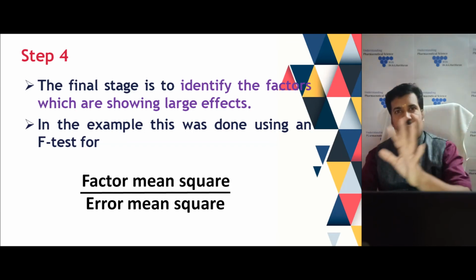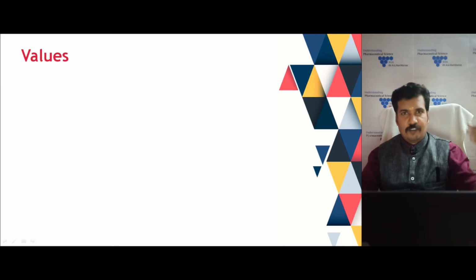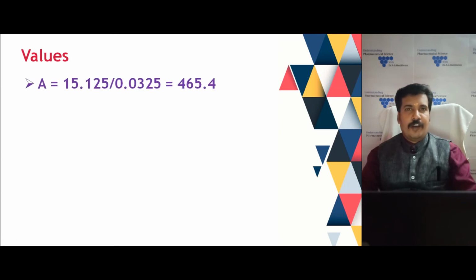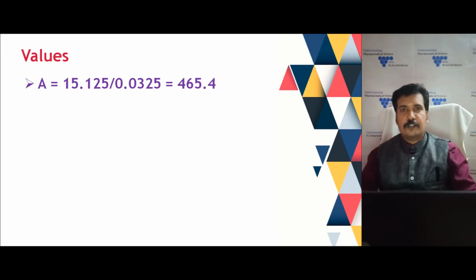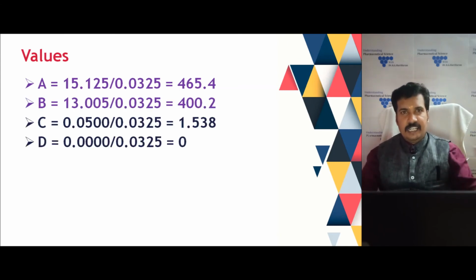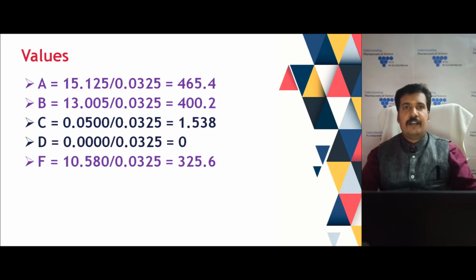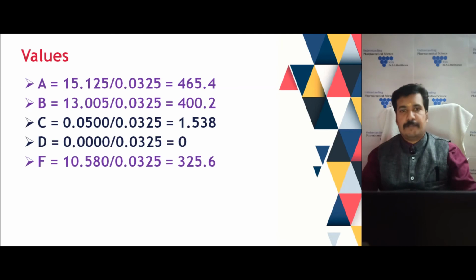Factor mean square of each variable divided by the error mean square. So if you see the values of each variable, for variable A, the mean square is 15.125. I am dividing by the error value, that is 0.0325, and I will end up with a value. Similarly, I will perform this for B, C, D and F. But I will miss out E and G because those are used for calculation of the error mean square.